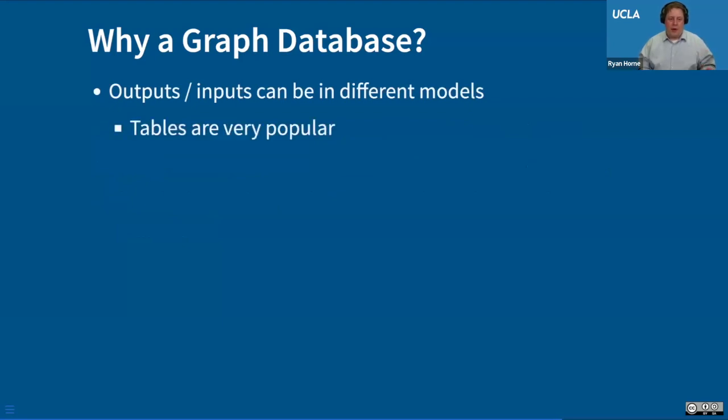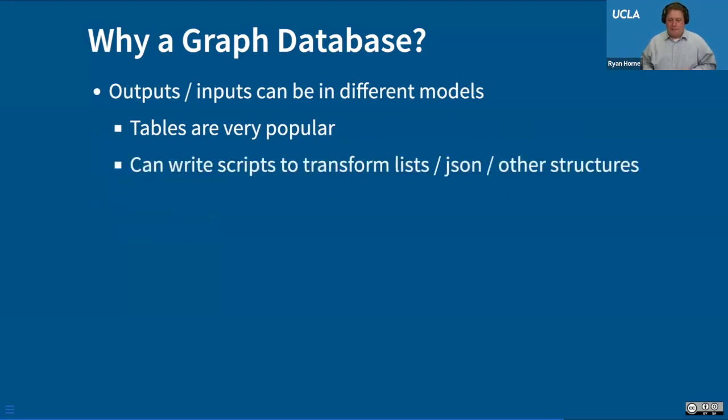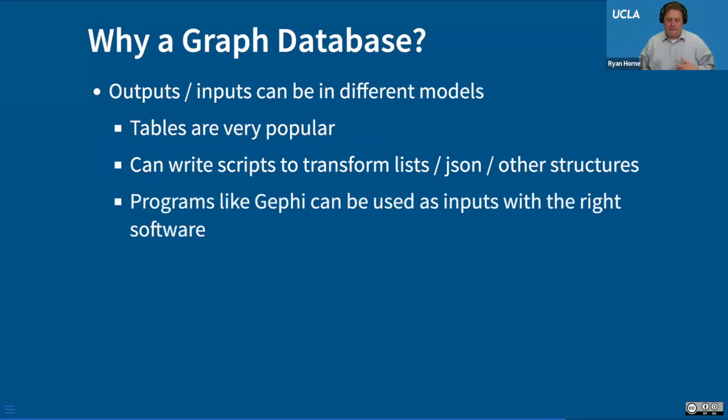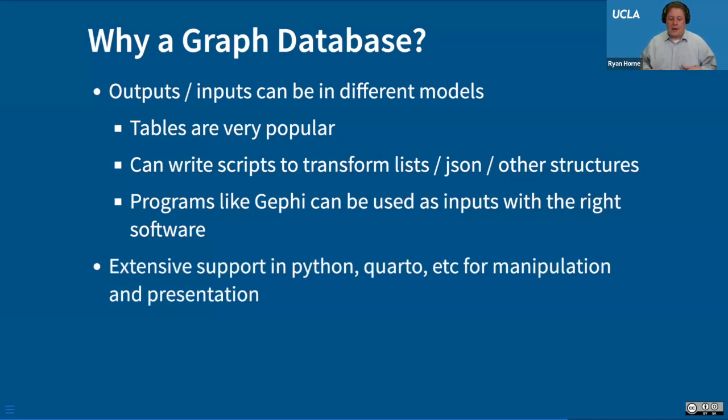Okay. And how do we make a graph database? Well, inputs can come in different ways. You can do it from the interface. You can do this from tables. Tables are actually very popular for doing this. And you can write scripts, if you're taking your data in JSON or other structures, however you get it, you can put this into a network format. And programs like Gephi, has anyone used Gephi for network analysis? A few of you. Programs like Gephi can actually be used as inputs into graph databases with the right software, or with, say, a Python intermediary. And if you've used Python, Quarto, there are all kinds of programs out there to interact with graph databases for manipulation, for visualization, for making applications.